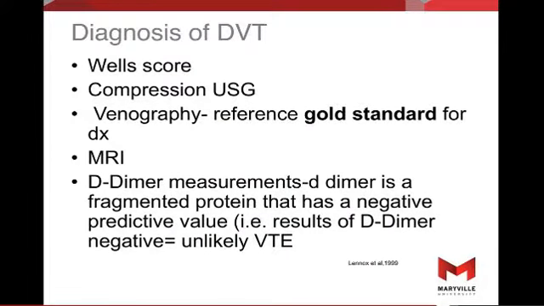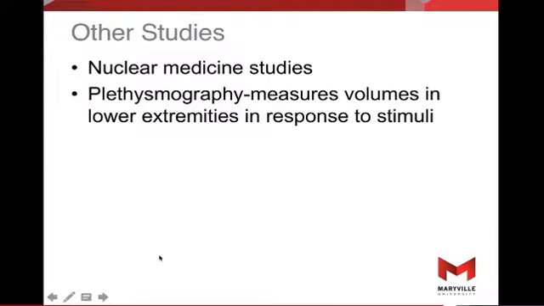Diagnosis of DVT: Wells score, you can use compression ultrasonography. Venography is the gold standard for diagnosis. MRI, getting a D-dimer. Other studies would be nuclear medicine studies that you can do. Another one would be to measure the volume of the lower extremity in response to stimuli.